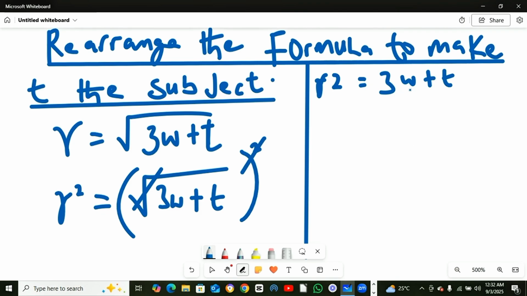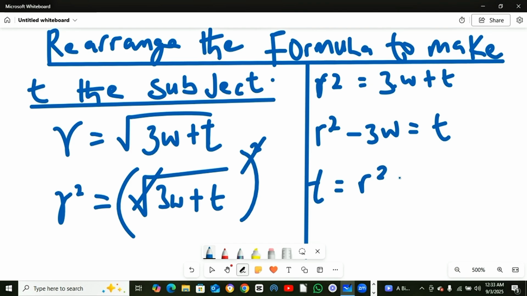So we're going to move 3w to the other side. So it's going to be r squared. If we move 3w to the other side, it becomes a negative because this is still here. So r squared minus 3w equals t. So t equals r squared minus 3w. That's the answer.